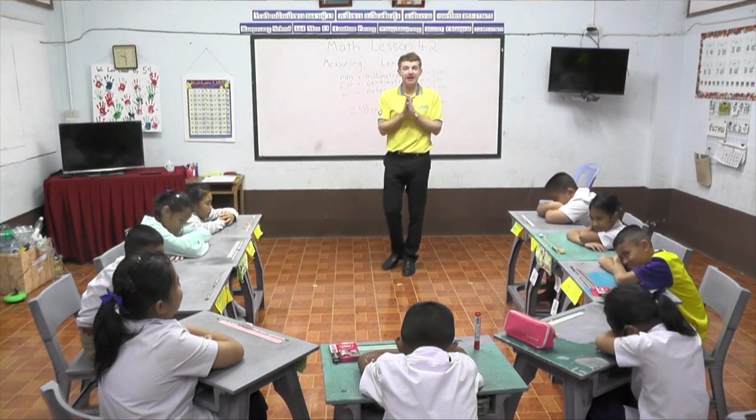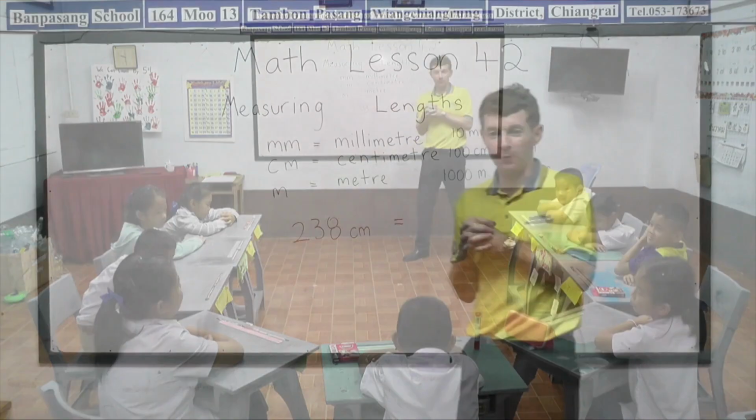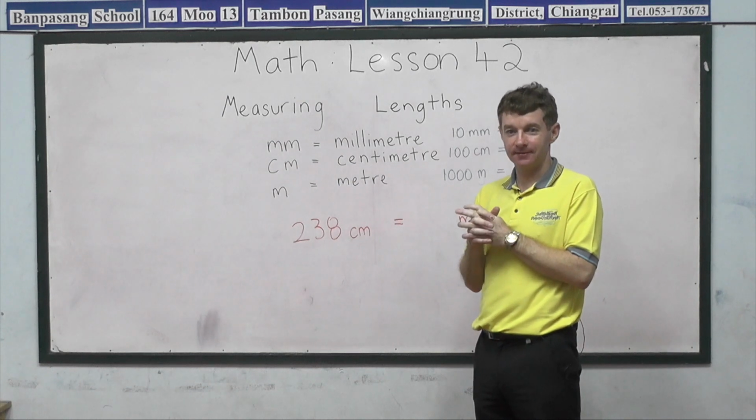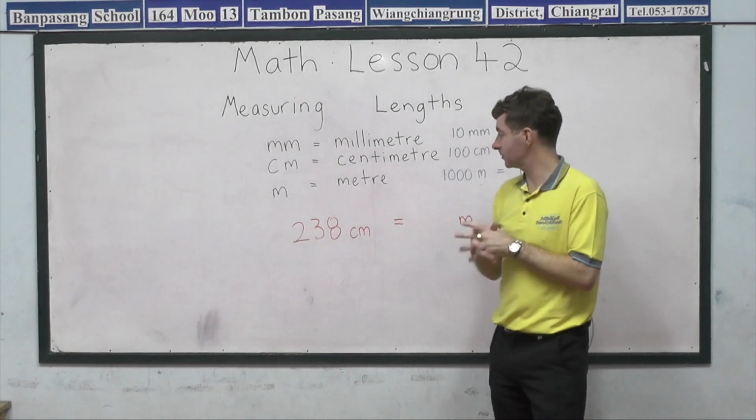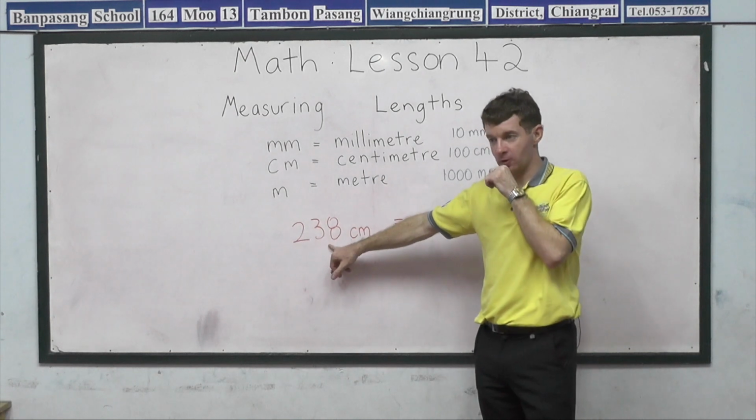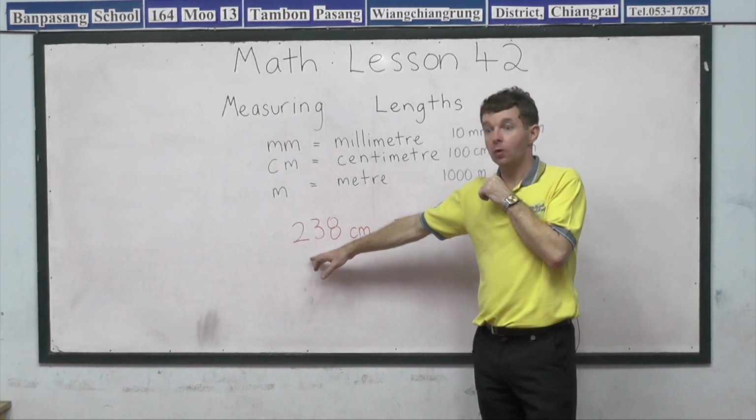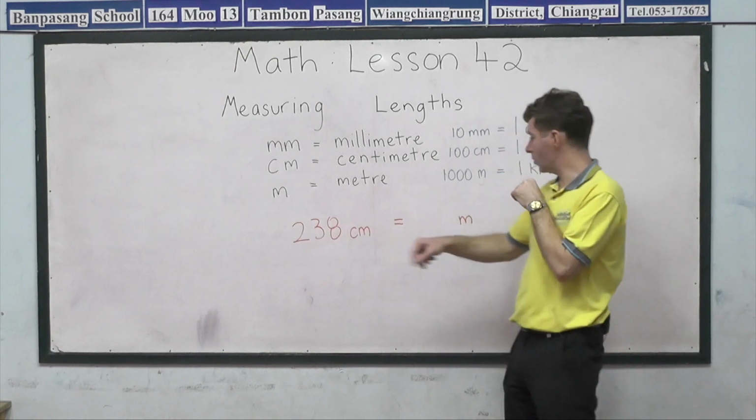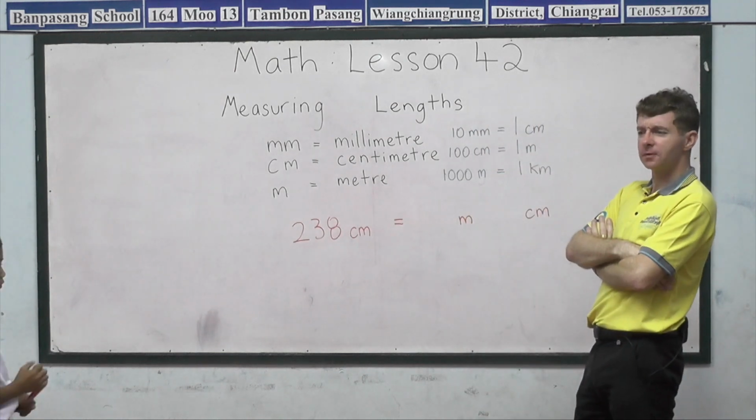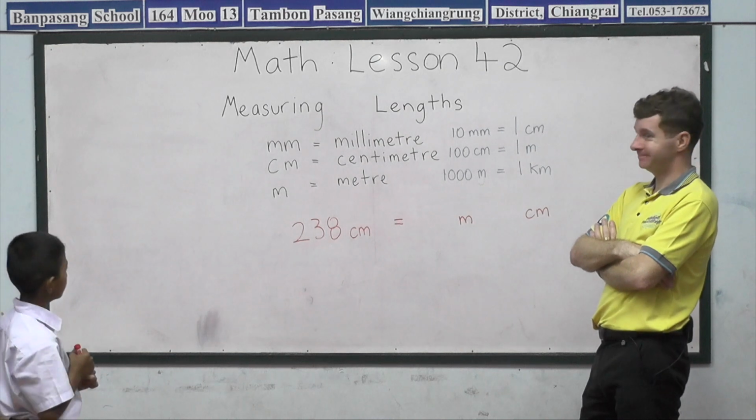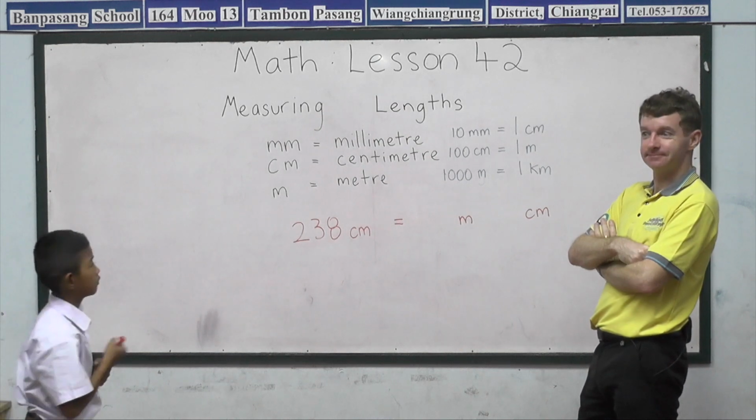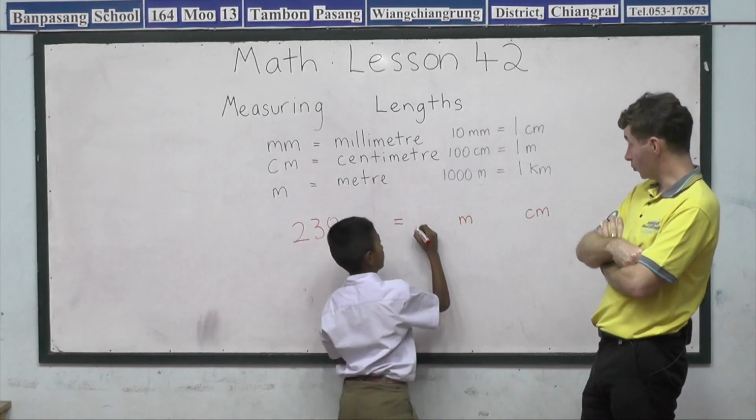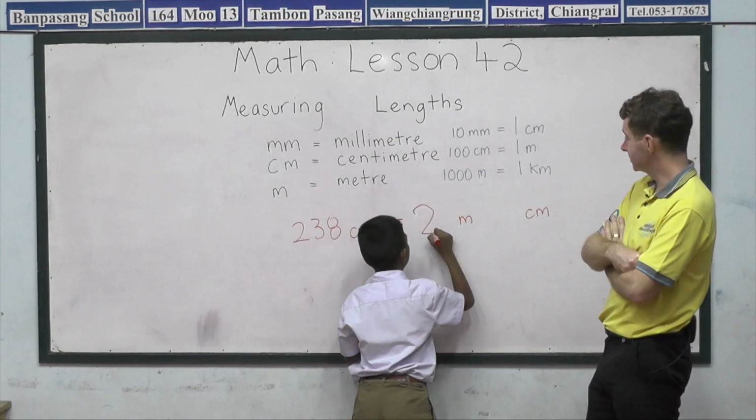Let's open our eyes, guys. Who has the magic pen? It's Pat. So, let's see, what has Teacher Wes written on the board? 238 centimeters. So, we need to work out meters and centimeters. What do you think, Pat? 2 meters, 38 centimeters.